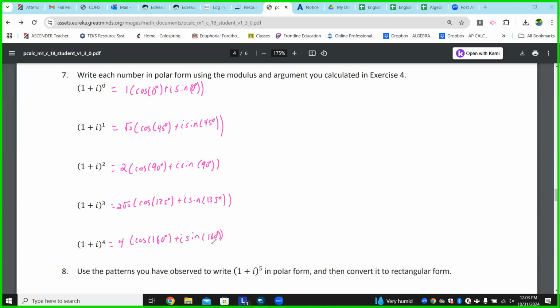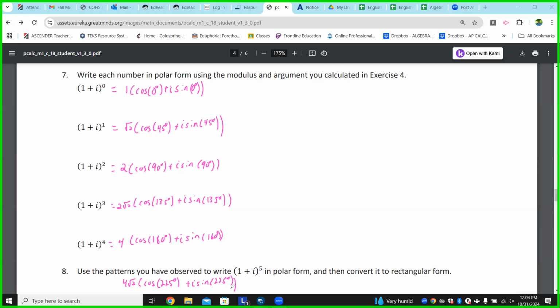So we now turned every single one of those into polar form. Number 8 then says, use this pattern now to turn what we just did in number 6 into also polar form. So on number 8, how would I write 1 plus i to the 5th power in polar form? Perfect. Any questions on that part?